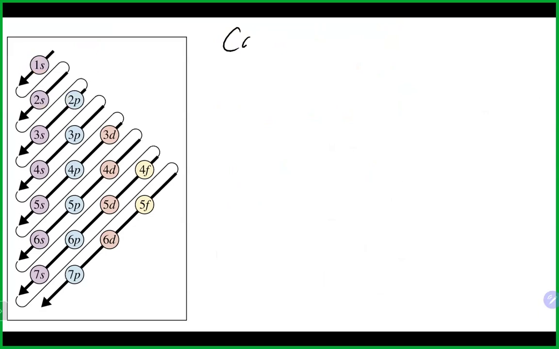Once you try calcium, which is 20 electrons. So why don't you write the electron configuration for calcium. Okay, let's take a look. I hear a lot of chatting, so let's take a look and see how we're doing.